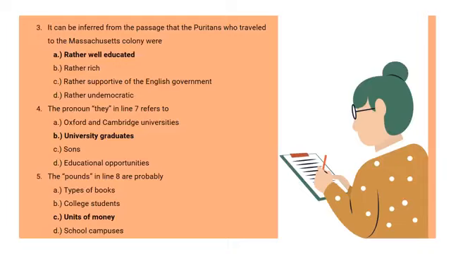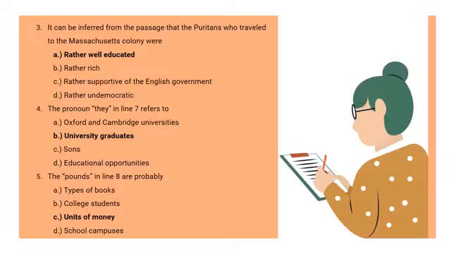Number 4. The pronoun they in line 7 refers to, the answer is B, university graduates. Why I choose B? Because in the text it explained that thus university graduates in the New World were determined that their sons would have the same educational opportunities that they themselves had had.